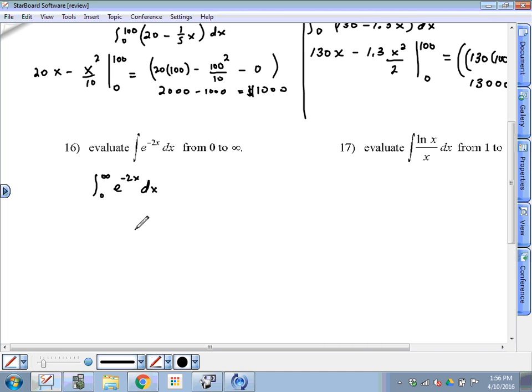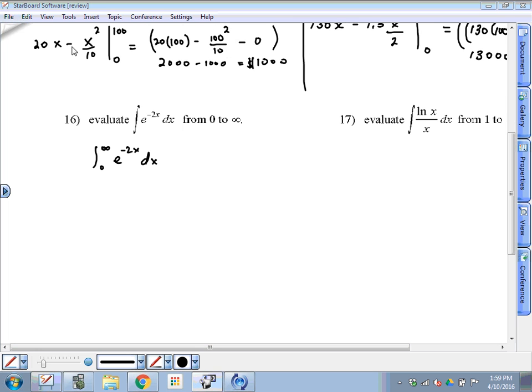So the formula we learned is this: when you have this kind of an integral here, where the upper bound is infinity, the formula becomes a limit problem. The limit as b goes to infinity, and now we replace the upper bound of the original integral with b, from 0 to b of e to the negative 2x dx.